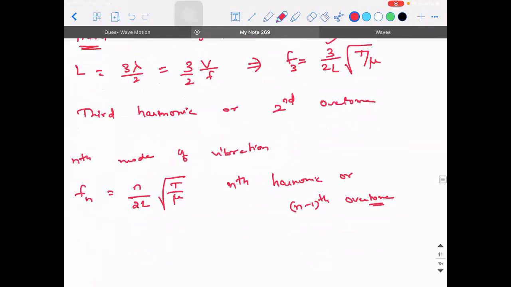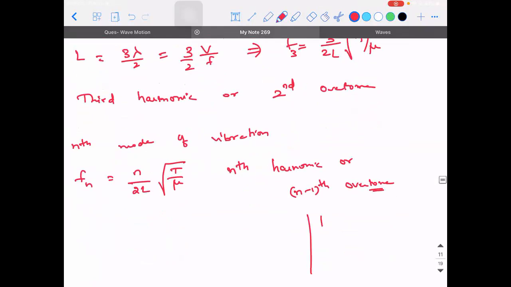One more important point I wanted to mention is, at fixed points, it's always nodes. So a fixed point will always have a node. In the sense, if you talk about a string instrument, it has to be fixed at both the ends. So at the end of a string instrument, you will always have a node. Open ends will always have an antinode.